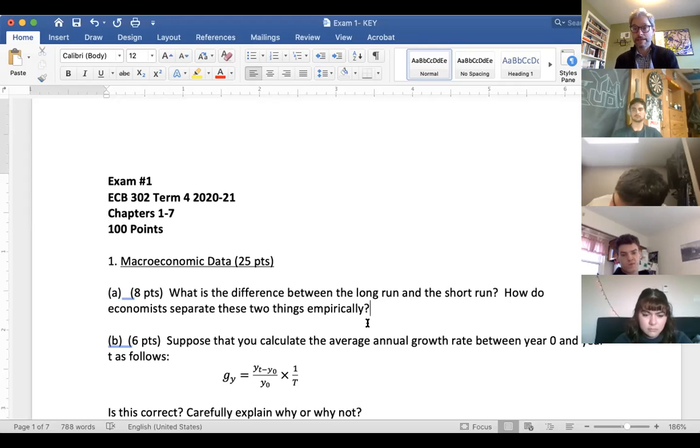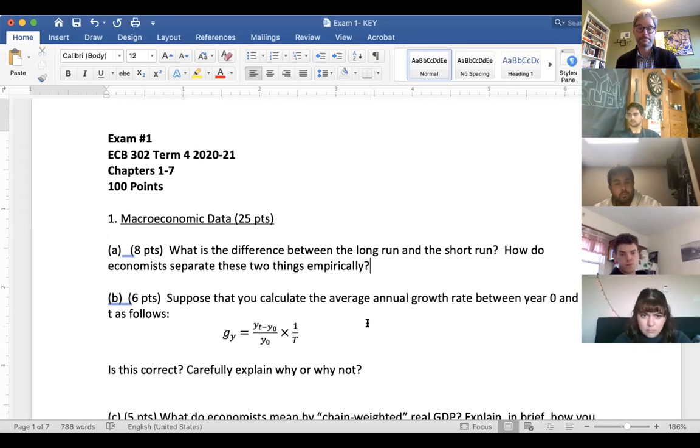And we usually do it either linearly or exponentially or using a moving average, okay? So the key thing that you had to have here was you had to talk about how the long run is trend behavior, the short run is deviations from trend, right? That's how we define the long run and short run in macroeconomics.